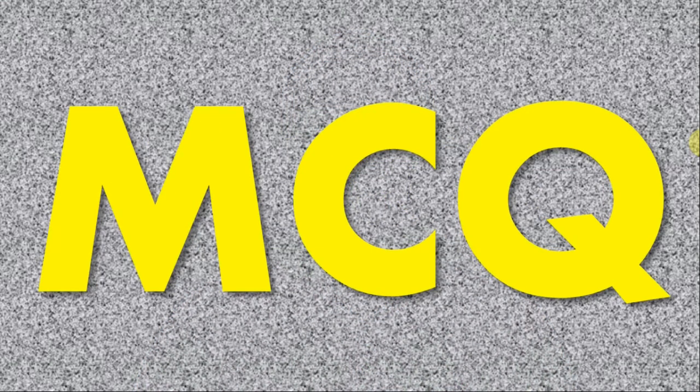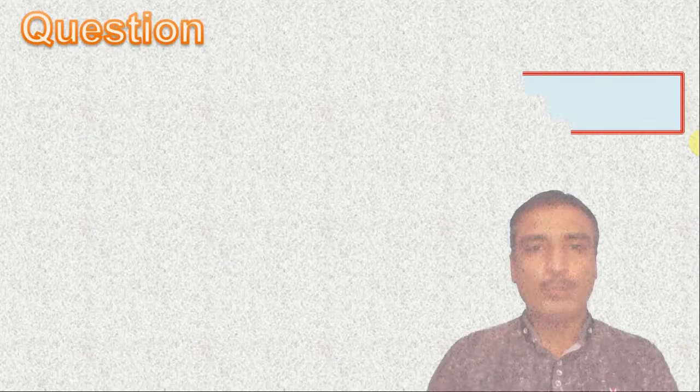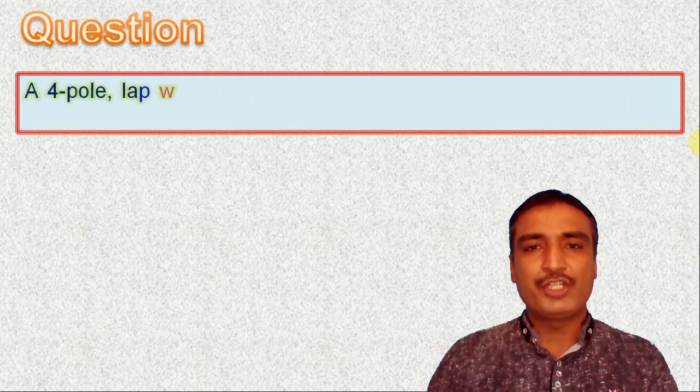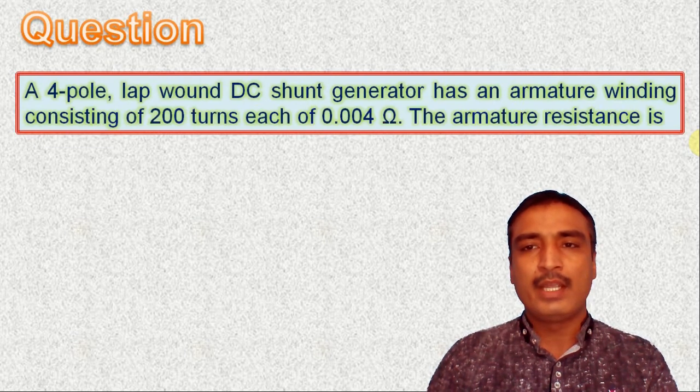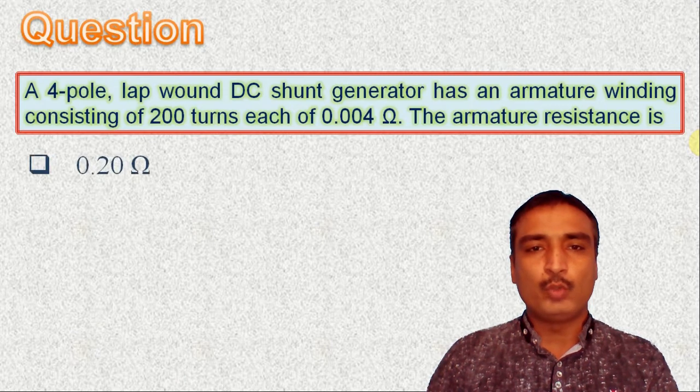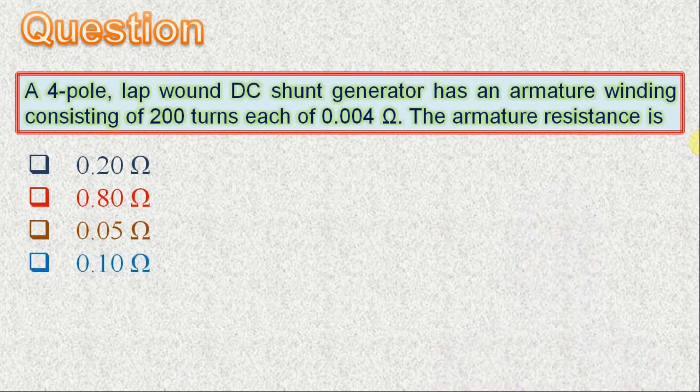Through this video, I will clarify the answers to a few multiple choice questions related to the DC machines. So let us look at the first question. A 4-pole lap-wound DC shunt generator has an armature winding consisting of 200 turns, each of 0.004 ohms. The armature resistance is, the options are 0.2 ohm, 0.8 ohm, 0.05 ohm, 0.1 ohm.